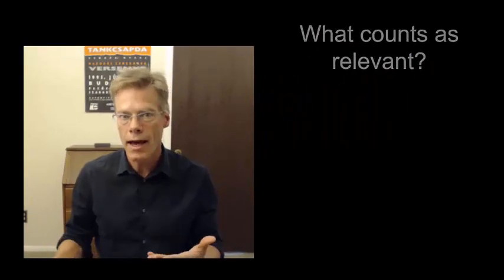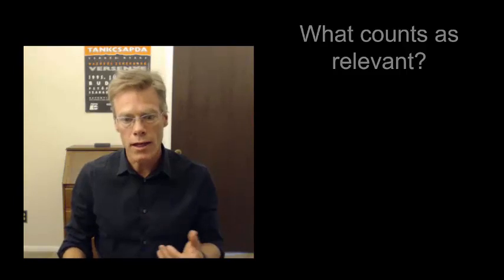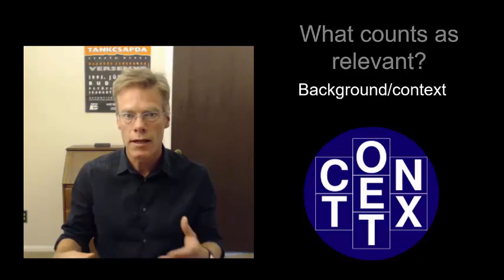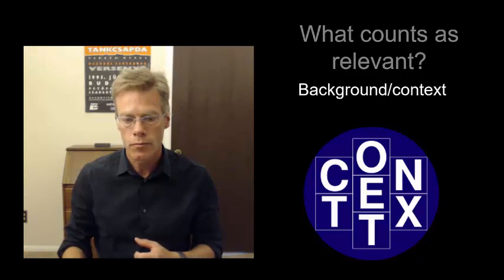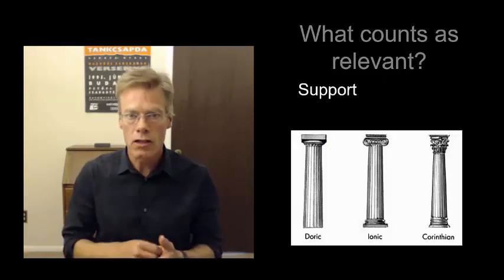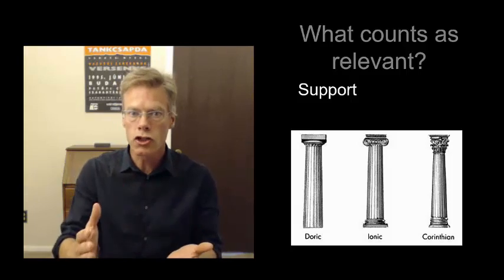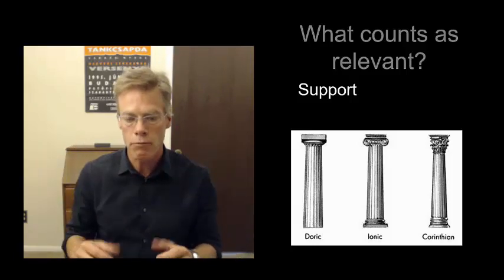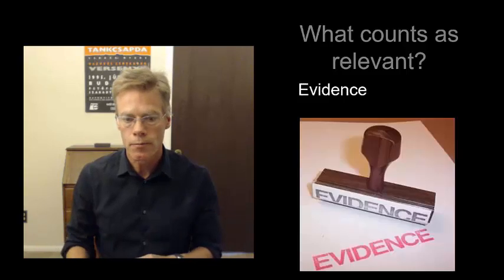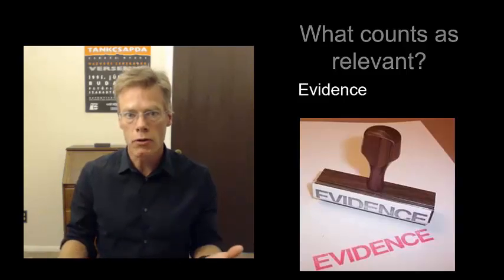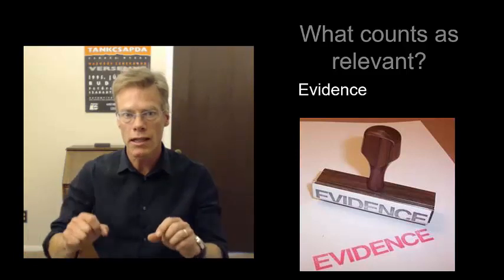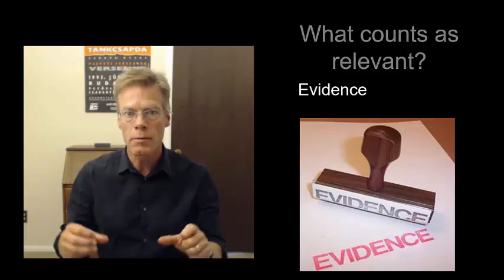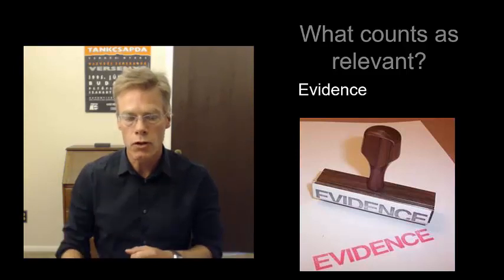So the question is, what counts as relevant? Well, a number of things, as it turns out. One is context. So if we can contextualize something, that's going to be relevant to a reader. Also, support. In a previous video, I talked about the structure of an argument where everything is supporting the main point of the paper. So that's clearly going to be relevant to the reader. Evidence. In a research paper, everything hinges ultimately on the quality of the writer's evidence. So clearly the evidence is going to be highly relevant to the rest of the paper.